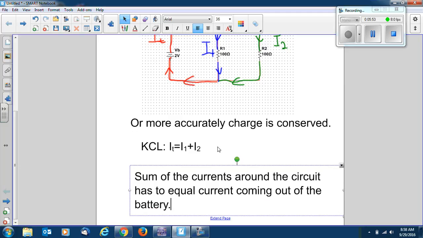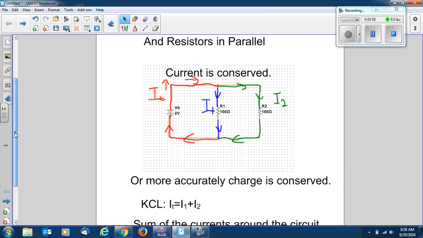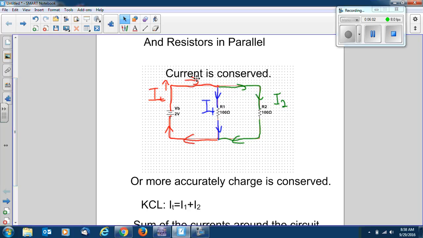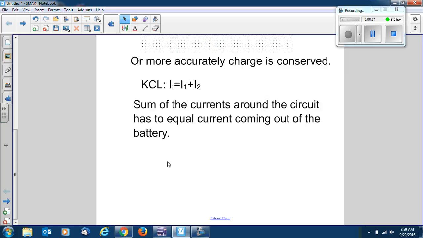Now this is actually a bit of a baby version of the KCL. A proper version would be that the sum of the currents coming into the node or junction equals the sum of the currents coming out of the node. So I want you to be aware of that definition. We're not going to so much use it, but it's pretty obvious too, right? Whatever comes in here has to come out. That's all it says. All right. So the second topic for today that I want to talk about is resistors in parallel.